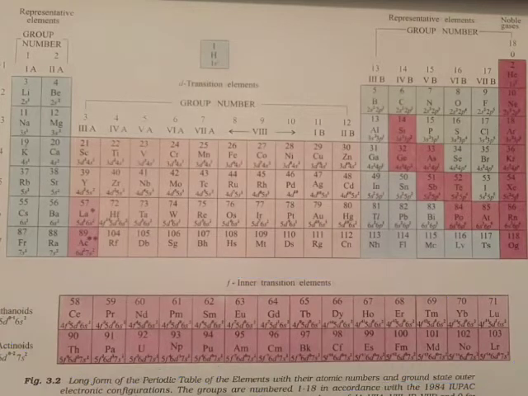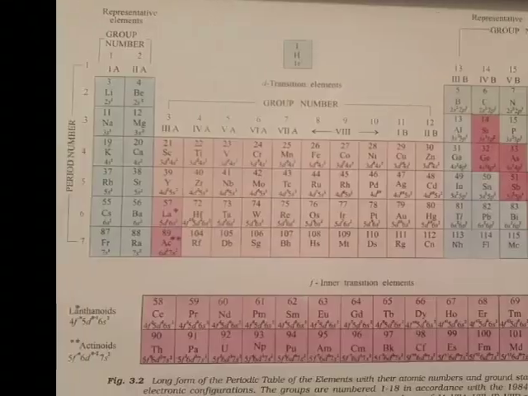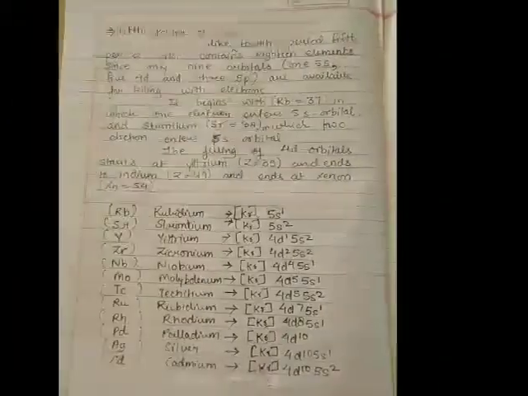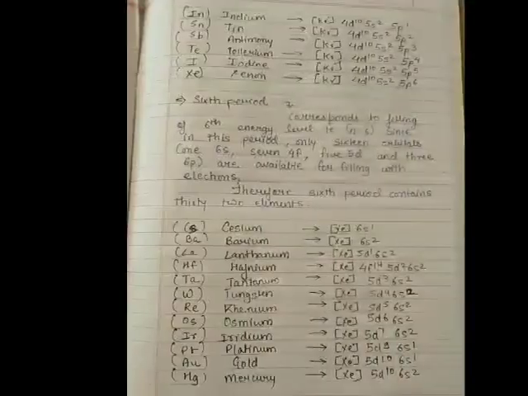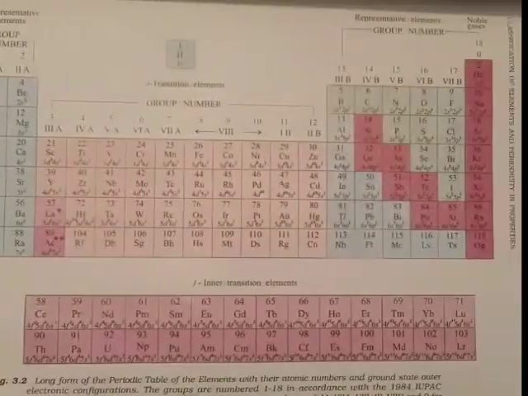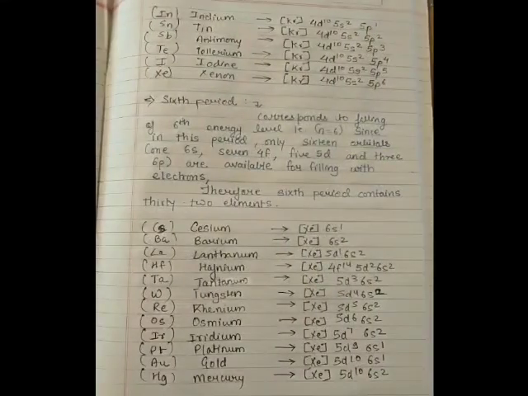So this is all about today's lecture. In our next lecture we will be discussing the basic features derived from the electronic configuration, that is, what we call s block elements, what we call p block elements, what are d block elements, and what are f block elements. This is all about today's lecture.